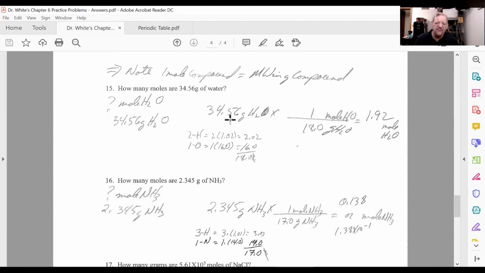And now you do the math. Before you do that, grams divided by grams of water cancel, number one. I'm left with moles, 4 significant, 3, 1. And the answer is 1.92, 3 significant figures.